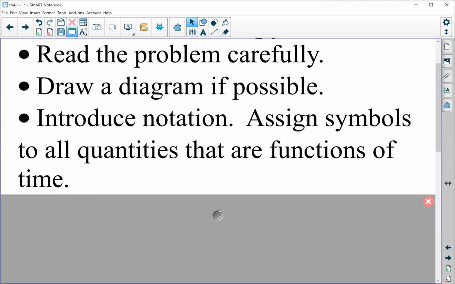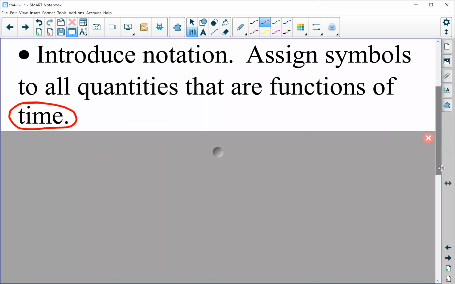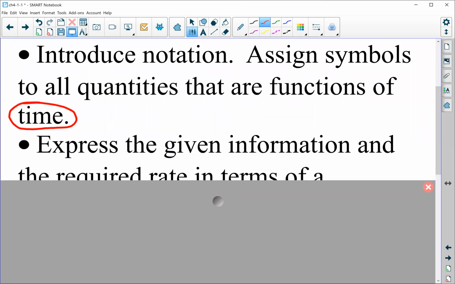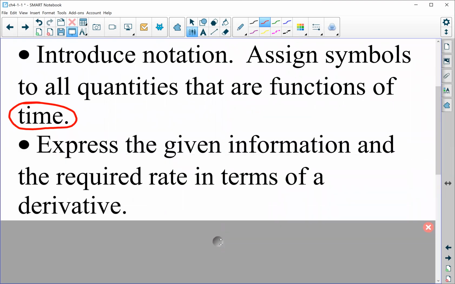Introduce notation, variables, and other things. Assign symbols to all quantities that are functions of time, and that's the key for a related rates problem. Our functions are all with respect to time. Express the given information and required rate, if that's what you're solving for, in terms of a derivative.